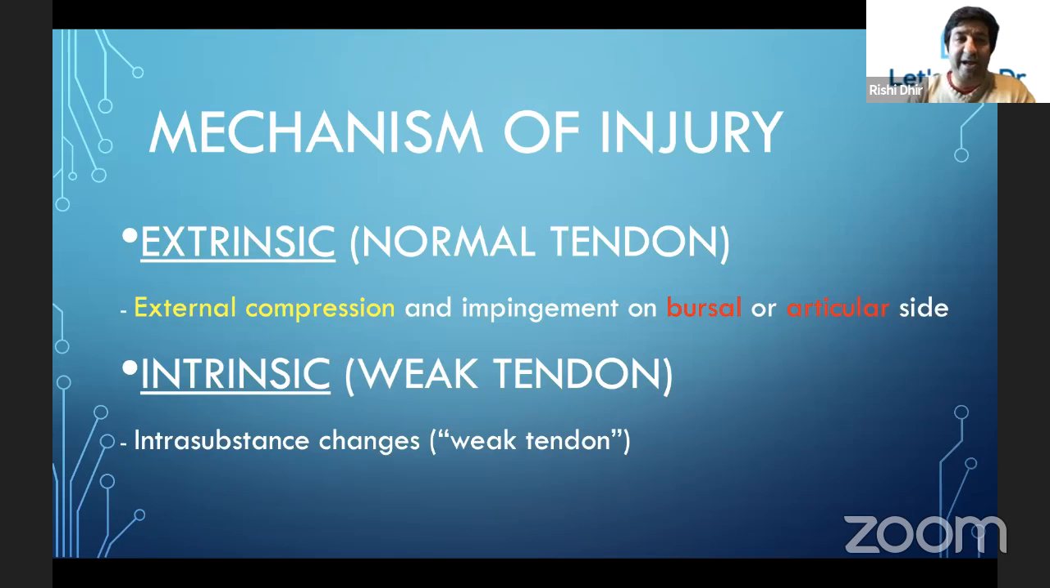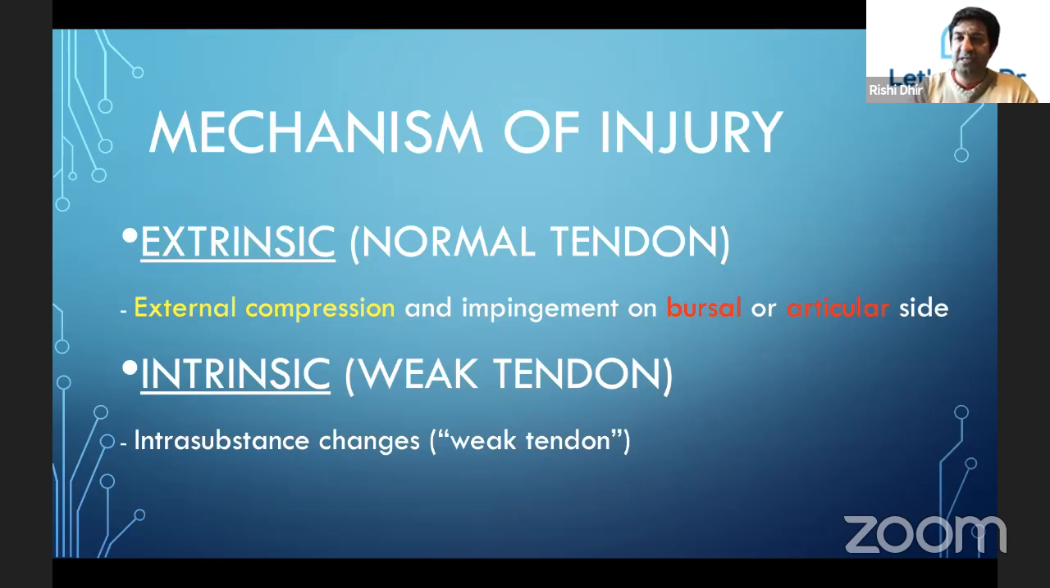And the reality is we don't completely know, and various theories have been proposed. So there's the extrinsic theory, which says that you've essentially got a normal tendon, but you get some sort of extrinsic or abnormal compression and impingement, which can occur on either the bursal or articular side of the tendon.